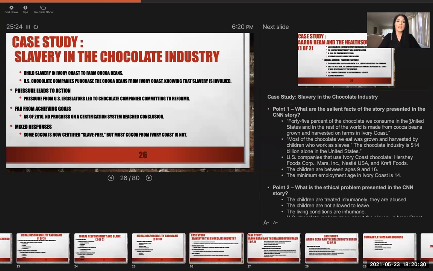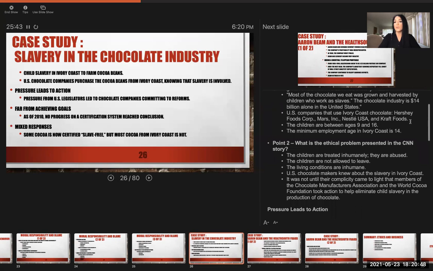Okay, here's a case study for you: slavery in the chocolate industry. What are some salient facts of the story presented in the CNN story? Well, 45% of the chocolate we consume in the United States and the rest of the world is made from cacao beans grown and harvested on farms in Ivory Coast. Most of the chocolate we eat was grown and harvested by children who worked as slaves. The chocolate industry is $14 billion in the United States alone.